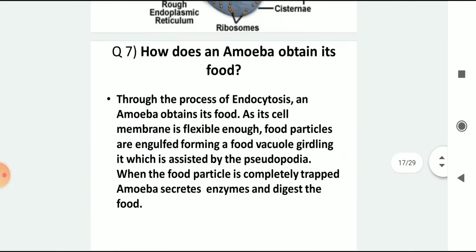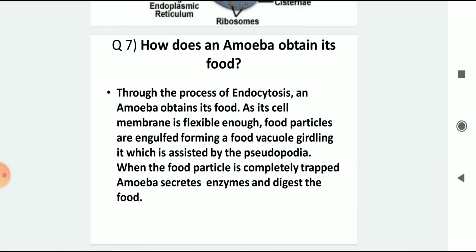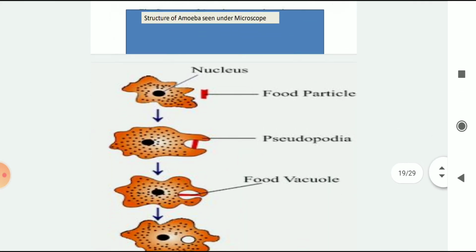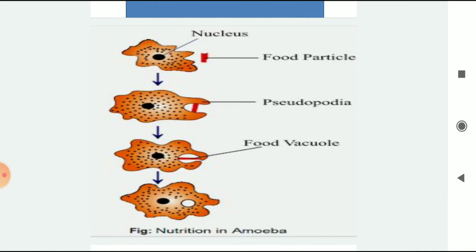So we can write, through the process of endocytosis, an amoeba obtains its food, and its cell membrane is flexible, so the food particles get engulfed, that means surrounded by pseudopodia, and there the food vacuoles start grinding, and it will be completely dissolved with the help of enzymes. Okay, so mention this diagram too.